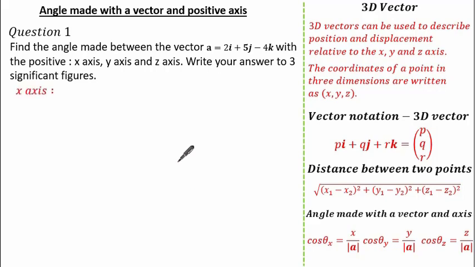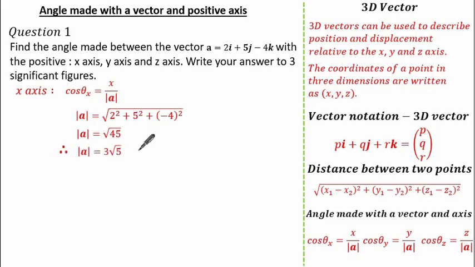Well, first of all, if you know it's the angle made between the x-axis and the vector, we're going to be using this formula. So let's work out the magnitude of A first, simply by square rooting our 2 squared, add our 5 squared, add our minus 4 all squared, thus giving us the magnitude of A to be root 45. Simplified gives us the magnitude of A to be 3 root 5. Now we know the magnitude of A. What does it mean by x?